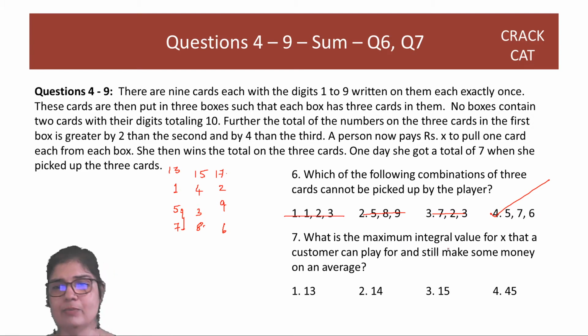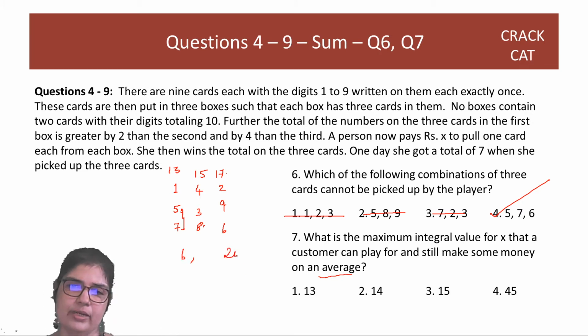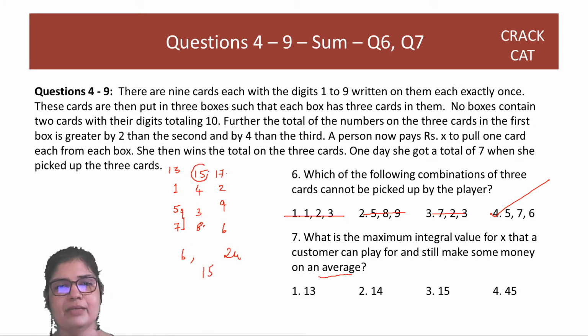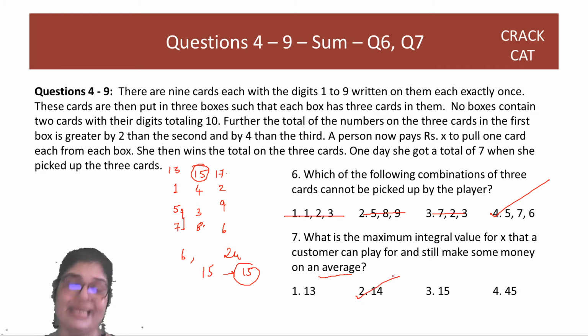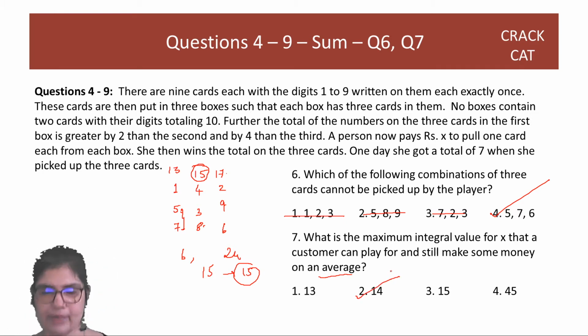What is the maximum integral value that a customer can play for and still make some money on an average? Meaning, how much will you make on average? So we know, guys, that smallest is 6, largest is 24, and between the two is 15. The mean of the three sums is also near 15. So on an average, you will pick up a sum of 15. So if you want to make money on an average, the maximum you can pay is 14. Okay.